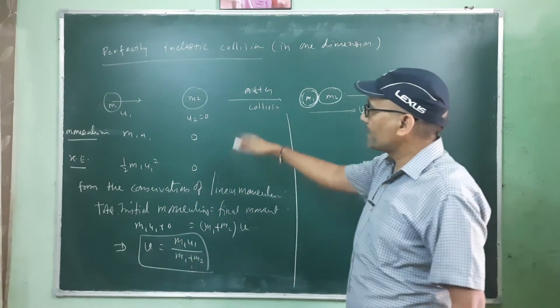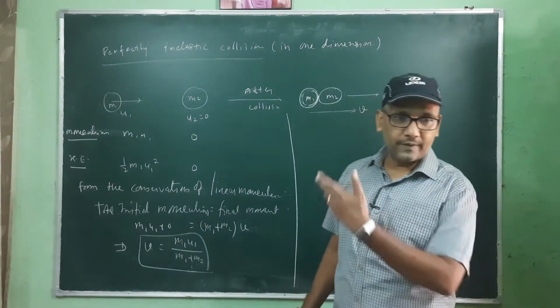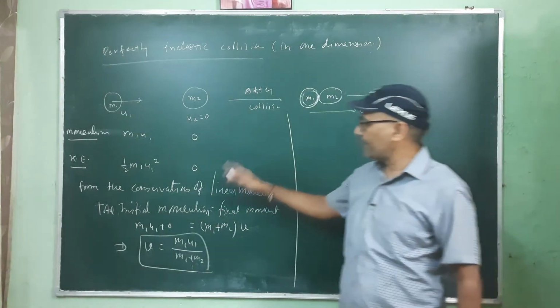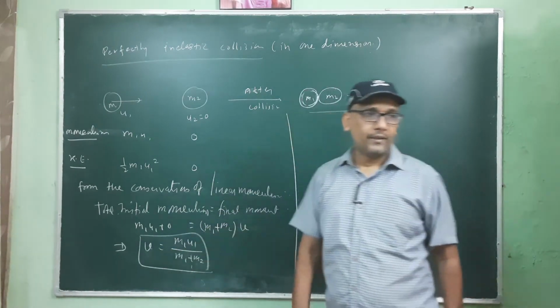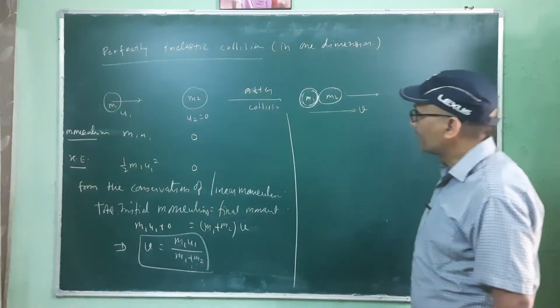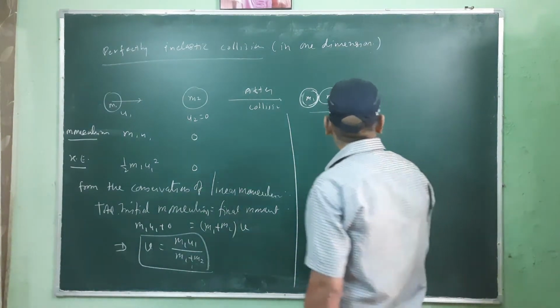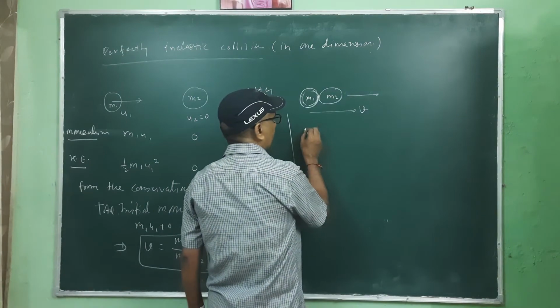So by using this conservation of linear momentum, this is an inelastic collision, so linear momentum is conserved, we can get that final velocity of the bodies stuck together. So now we will calculate the kinetic energy loss.